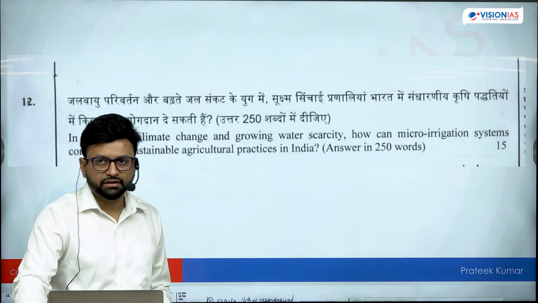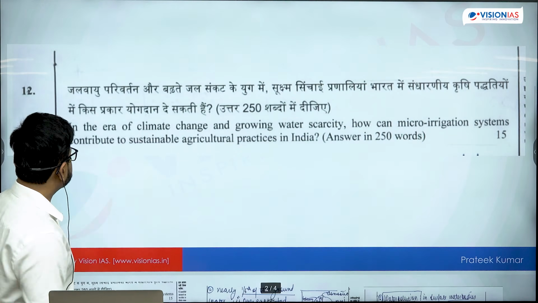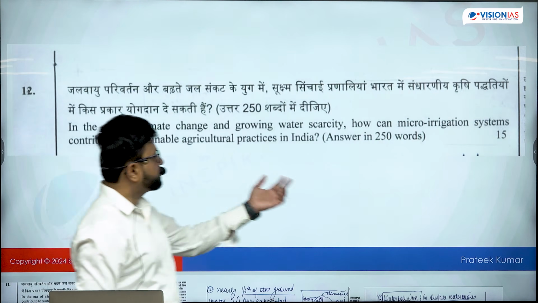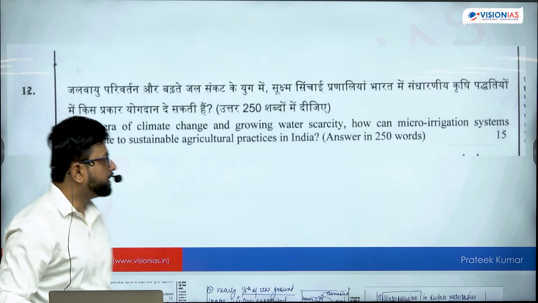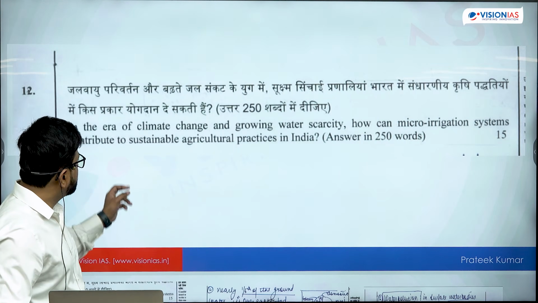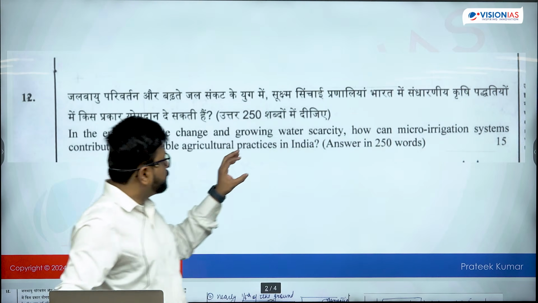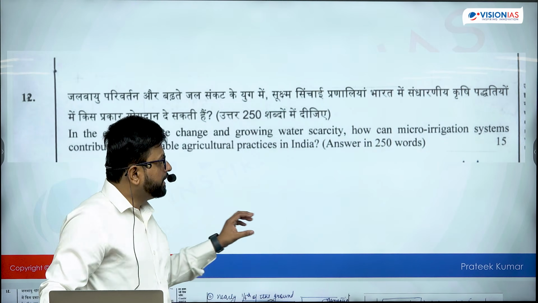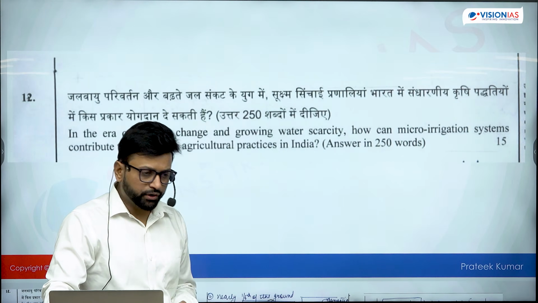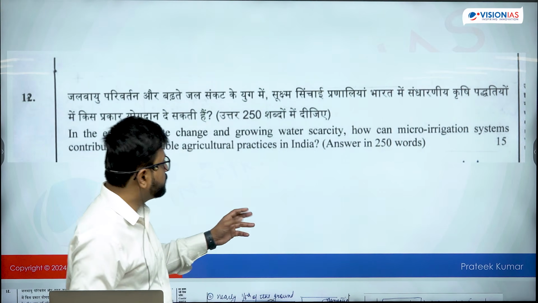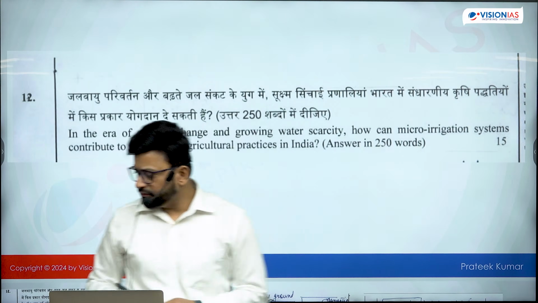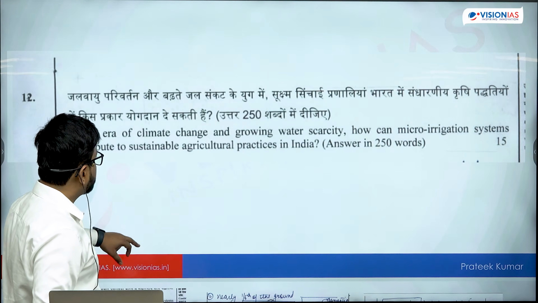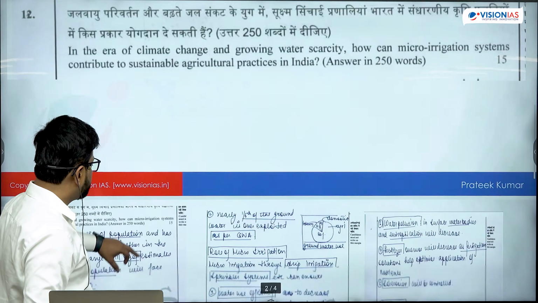Okay, so the question here is, in the era of climate change and growing water scarcity, how can micro irrigation systems contribute to sustainable agricultural practices in India? You have to write this in 250 words, and the marks are 15. So let's now take a look at what the topper, Miss Ashi Sharma, has written.